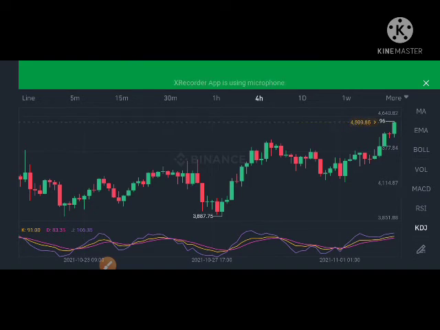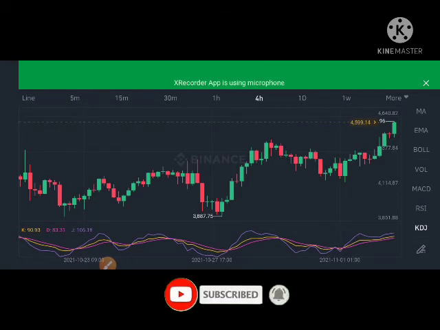Like I said, it shows the convergence and the divergence between the K and the D line, and we can use it as a potential entry and exit of a trade, and to know the change of direction of a market. So now let us look at our KDJ.